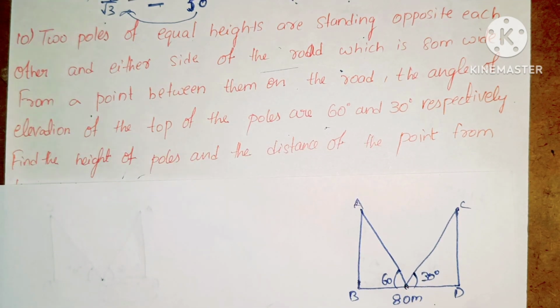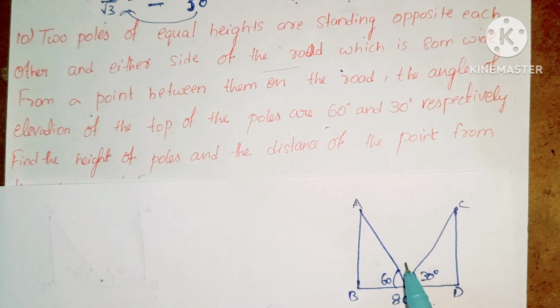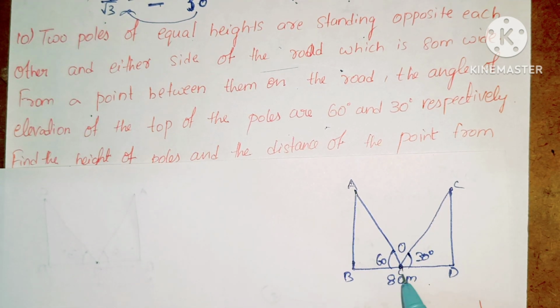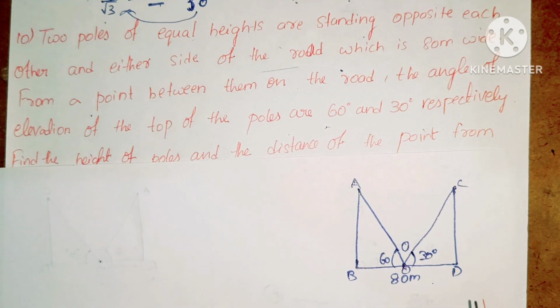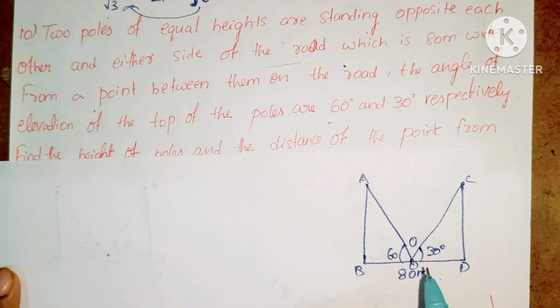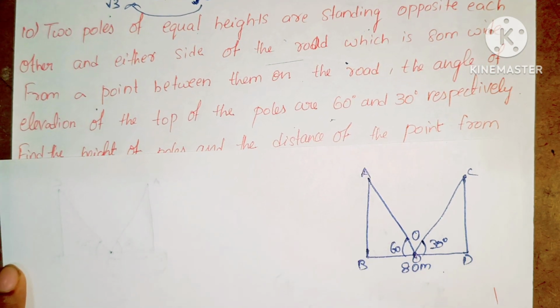And also he was asking, from this point, if I keep this point as O, okay, I kept this point as O, that means he was asking BO. From the point to one end, what is the length he was asking. Okay. So let us first find out the height of the pole.